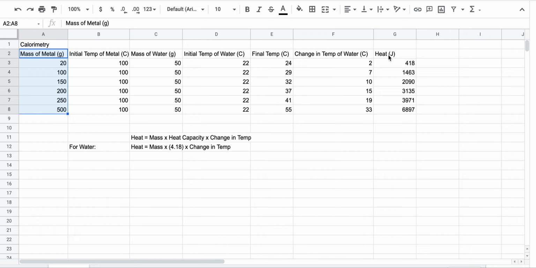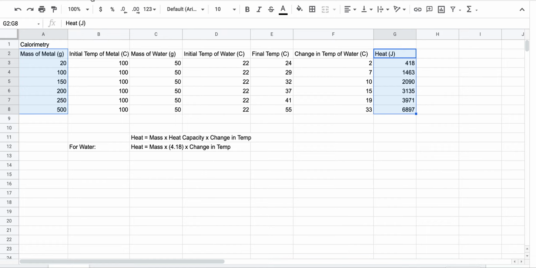Then we're also going to graph the amount of heat over here. That's going to be on the y-axis. So to do this column here, I believe you have to click Control and click your trackpad and drag down. So you have these two columns now highlighted separately. Okay?